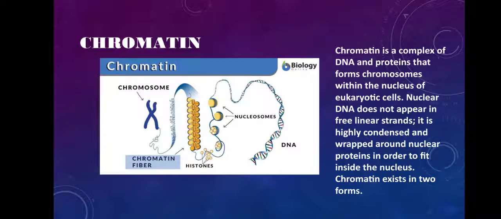Chromatin. Chromatin is a complex of DNA and proteins that forms chromosomes within the nucleus of eukaryotic cells. Nuclear DNA does not appear in free linear strands. It is highly condensed and wrapped around the nuclear proteins in order to fit inside the nucleus.